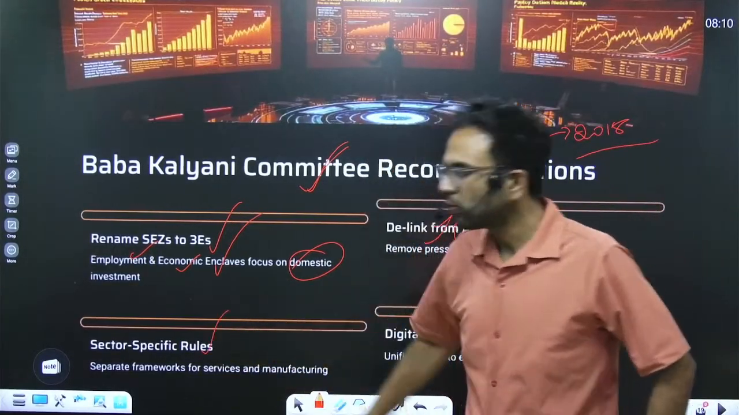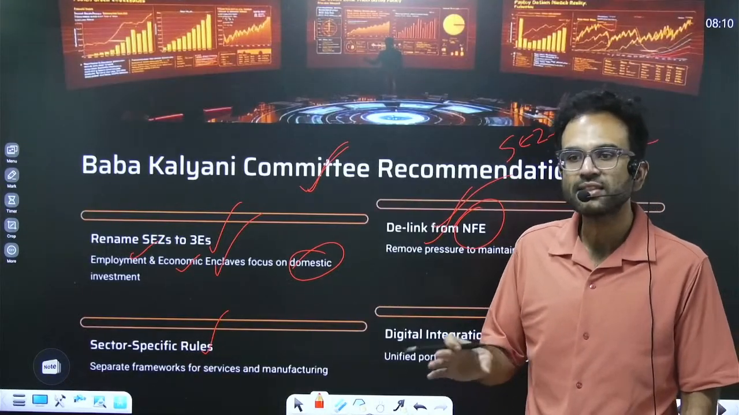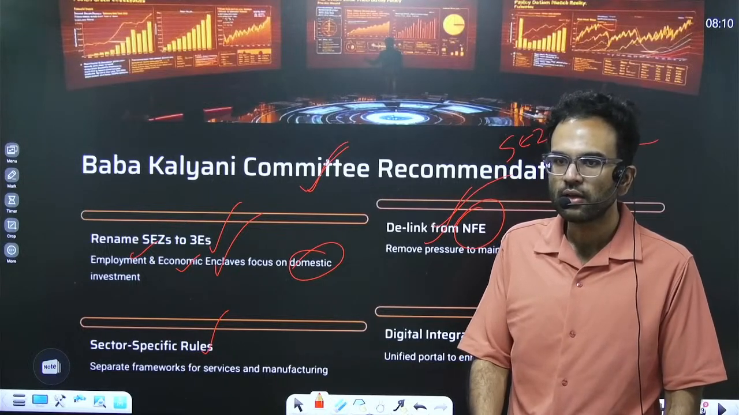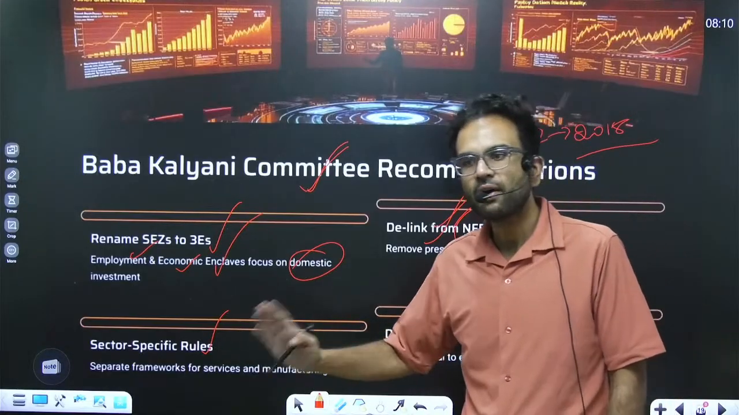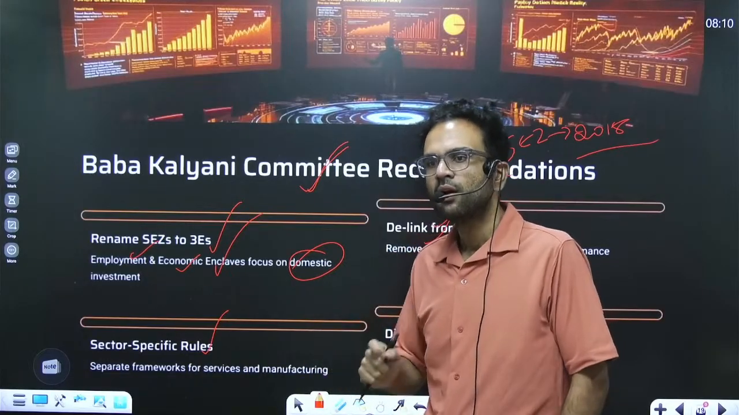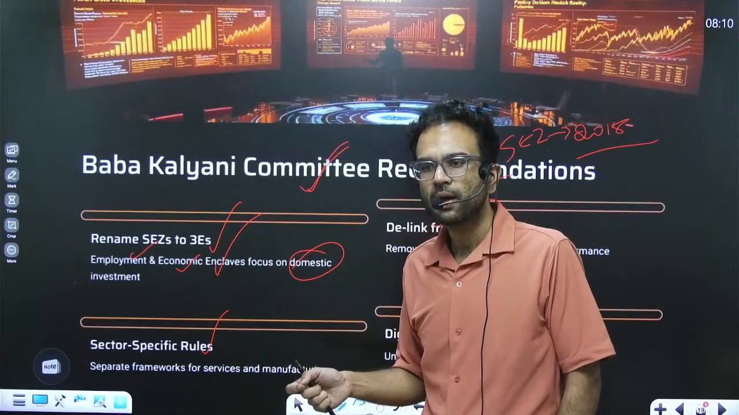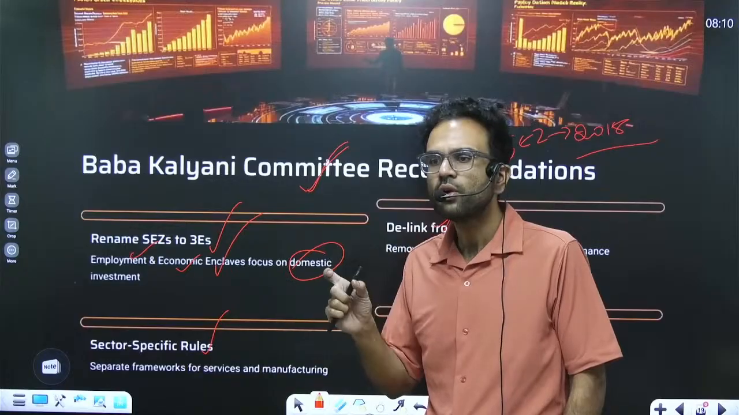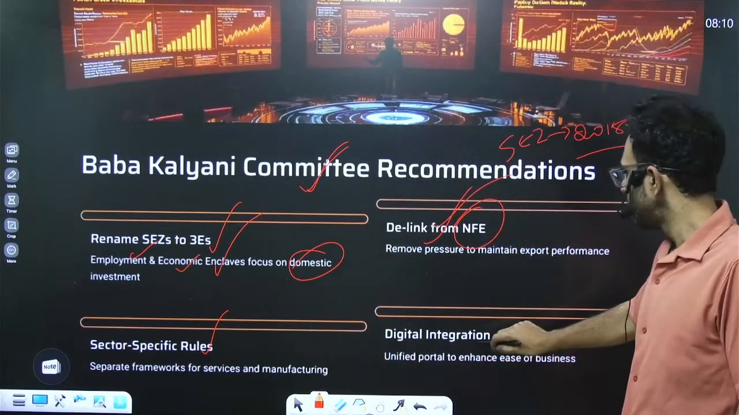Sector specific rules should be created. Don't go with a one size fits all approach. An IT SEZ need not comply with the rules of an SEZ having pharma. That will be like harassment. Why should an IT company carry out the same level of environmental impact assessment as pharma? Sometimes there is no need for uniformity. Prepare sector specific rules.